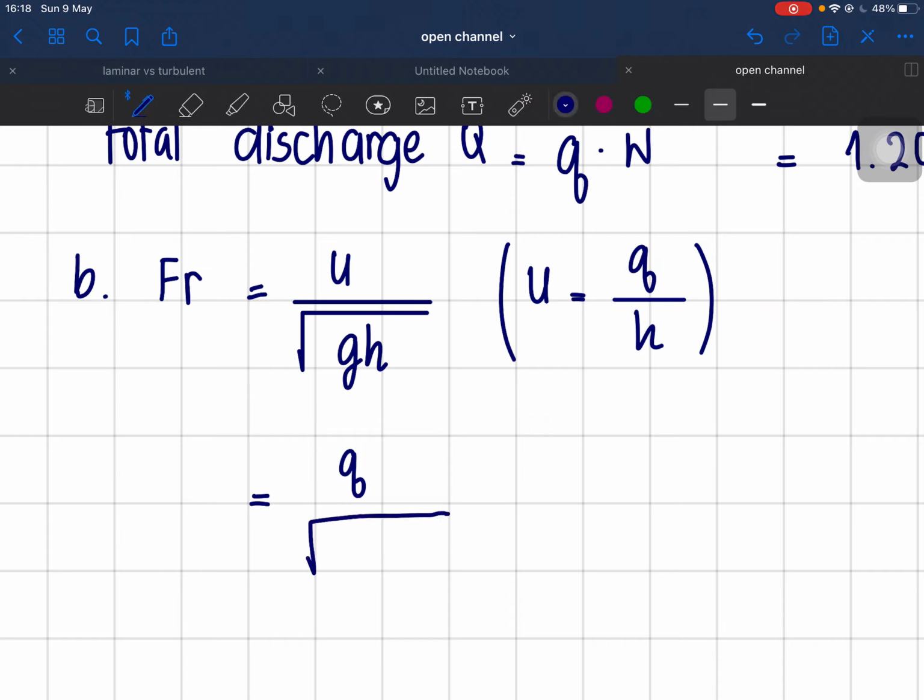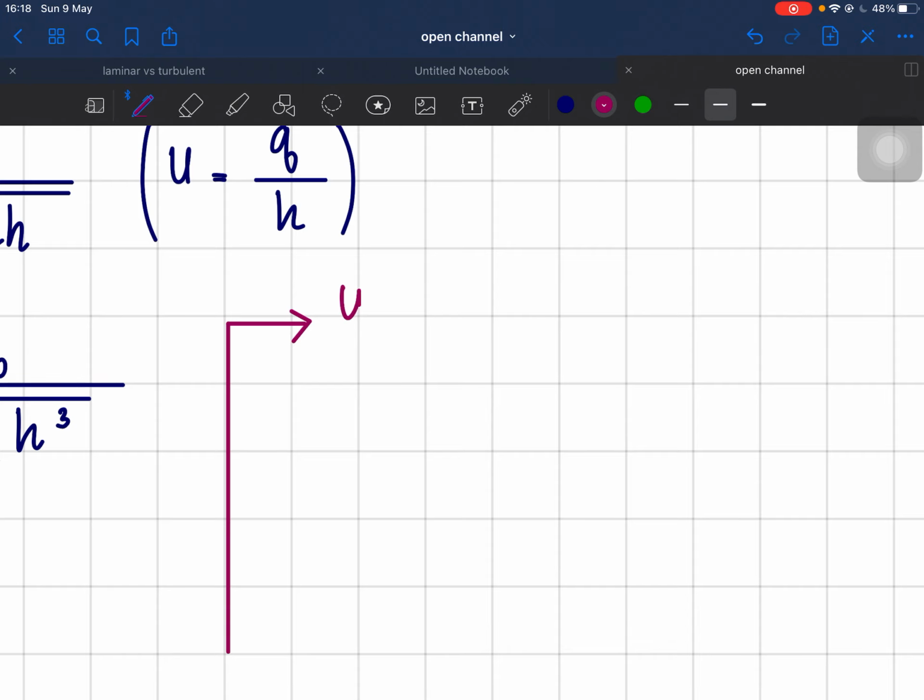Square root of gH cubed. So now we can write it this way. It's going to be divided into two parts here. The first part will be the upstream. So this is the upstream.